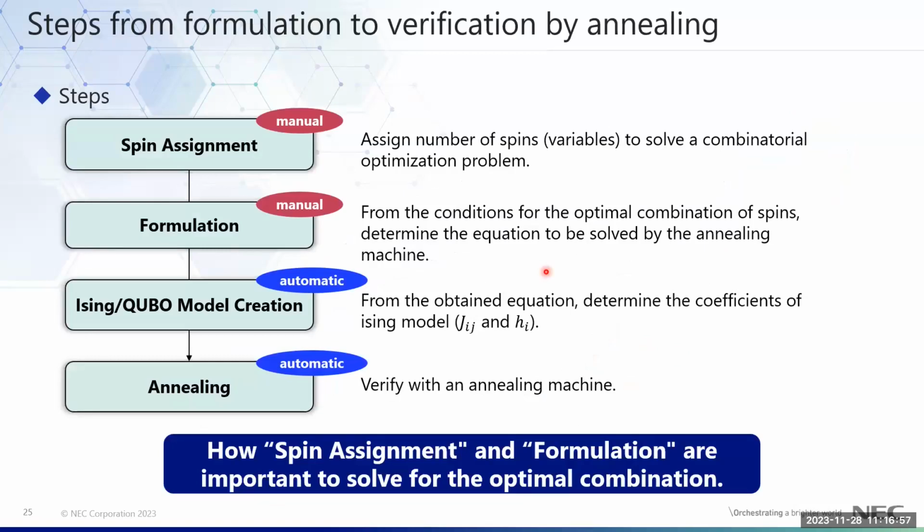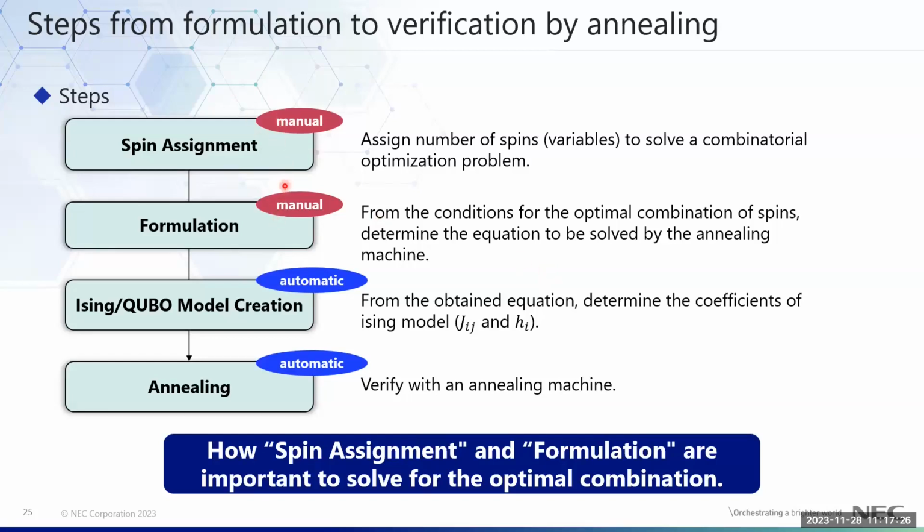Okay, now we go into a little more specific of what is step 1 and further. So the first step is to assign the number of spins. And by number of spins, we can say variables to solve a combinatorial optimization problem. Then from the conditions for the optimal condition of combination of spins, you determine the equation that needs to be solved.